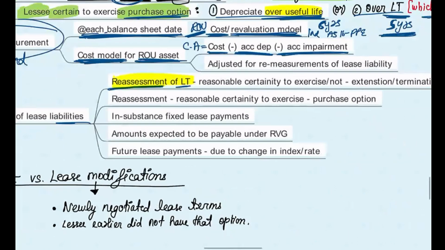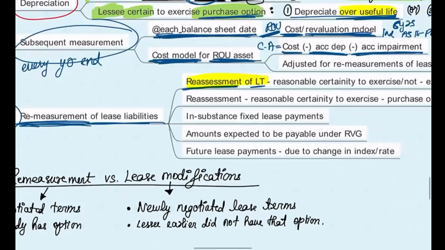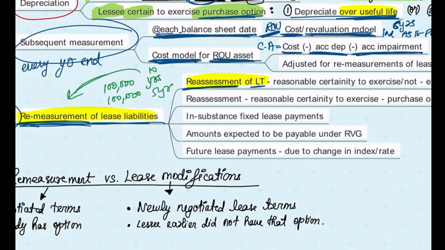Okay. So if there is a reassessment of the lease term, then your lease liability will change, because if you are going to pay 1 lakh over 10 years and bring that to present value, the lease liability value will be different. Whereas if you are going to pay 1 lakh over 5 years only, the present value is going to differ. So in this case also, you might have to remeasure your lease liability. So here what is happening? There is a reassessment of lease term.